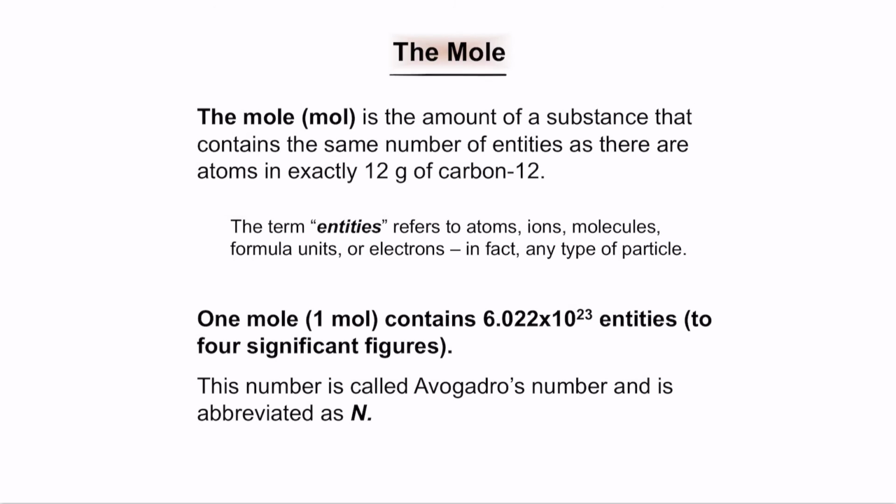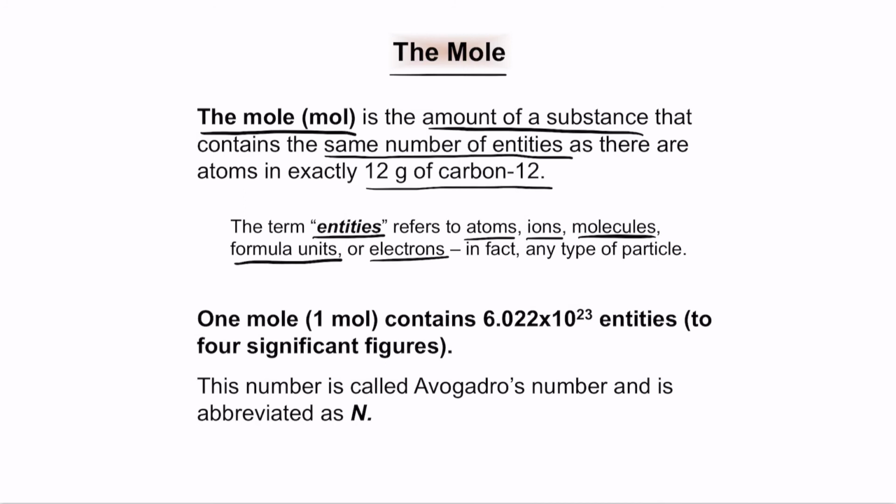We already discussed the definition of the mole when we discussed the atomic mass unit, but we'll discuss it much more clearly here. The mole is the amount of substance that contains as many entities as there are atoms in exactly 12 grams of carbon-12. So we are looking for how many entities there are. The term entities can refer to atoms, ions, or molecules. It can also be formula units if you have an ionic compound.